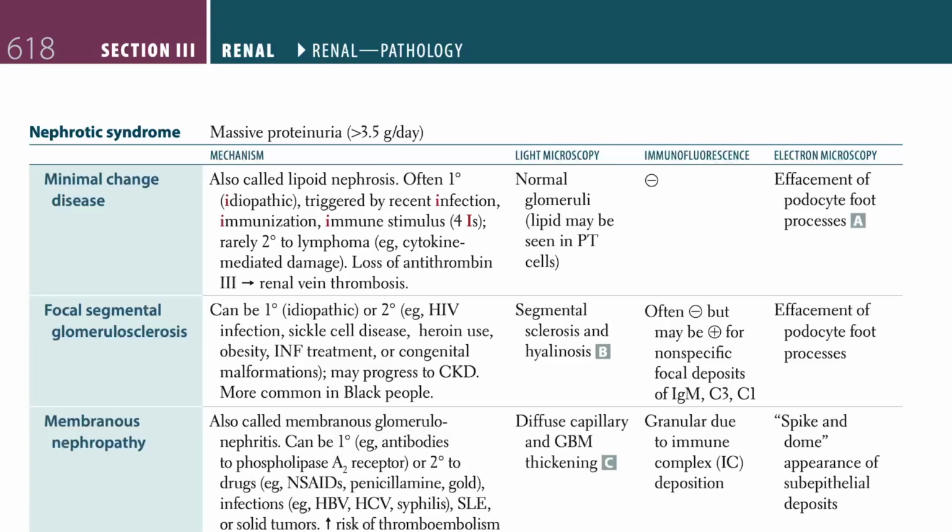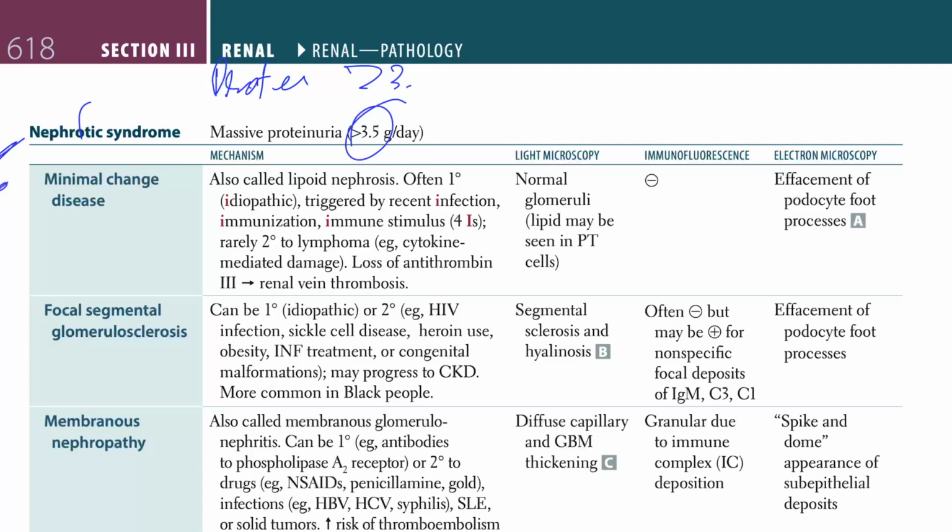Okay, let's talk about nephrotic syndrome. Nephrotic syndrome, O for nephrotic, so you have massive proteinuria. And what is the level? Greater than 3.5. That's great that they have mentioned that. And let's talk about it now.